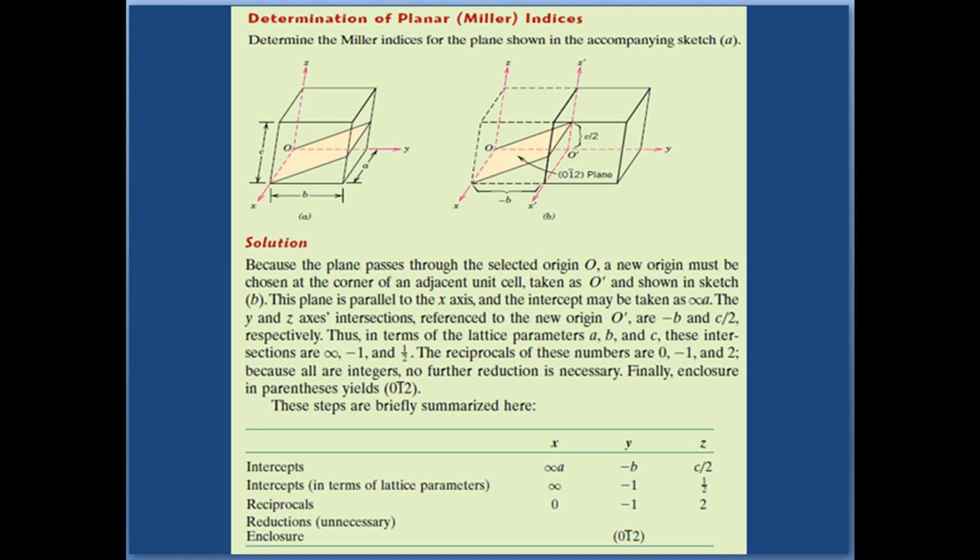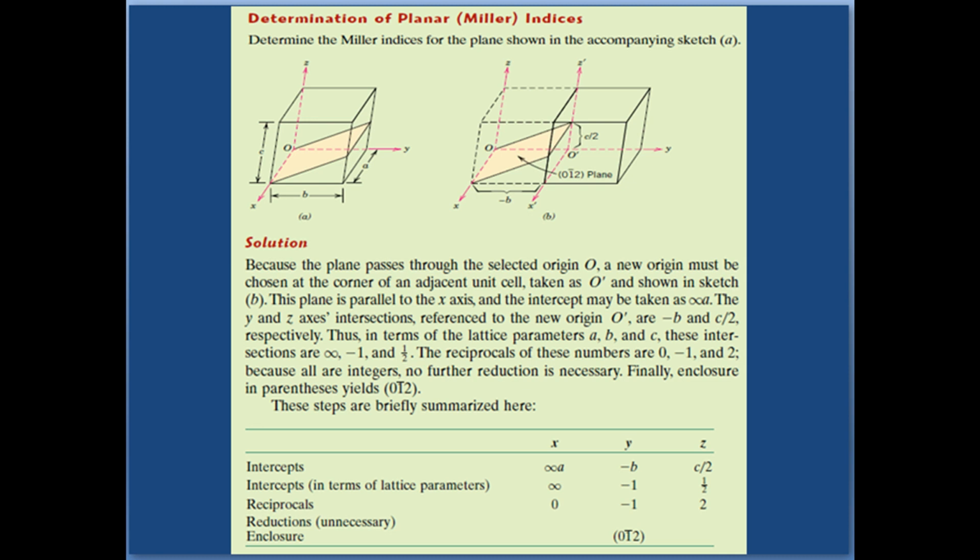The reciprocals of these intercepts are taken: the reciprocal of infinity is 0, the reciprocal of minus 1 is minus 1, and the reciprocal of 1 half is 2. No reduction is necessary. Therefore, finally, we can write the enclosure in parentheses as (0 1-bar 2), the final indices for the plane shown in the figure. Accordingly, it is possible to determine the Miller indices for the plane shown in figure A.